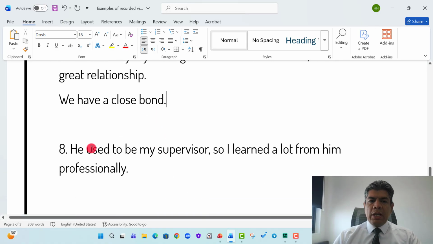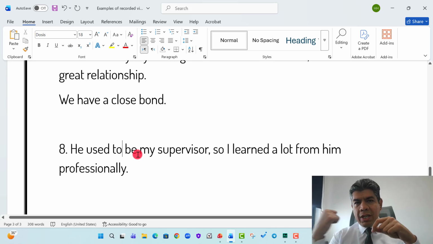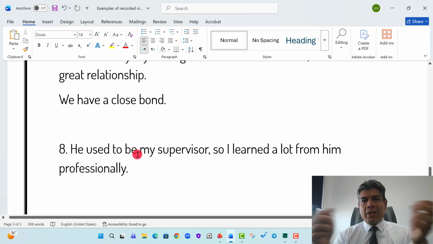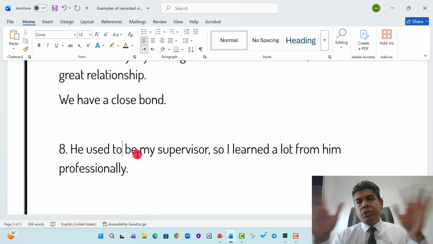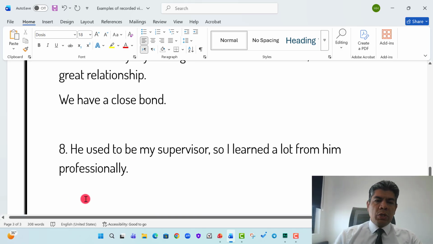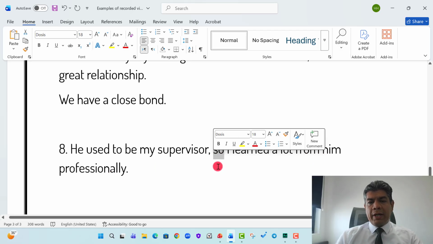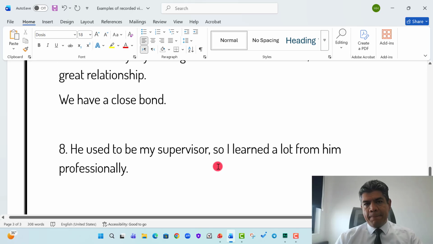Now the last one. He used to be. This is something that I like to emphasize. He used to be. Talking about the past is a very simple strategy to expand your idea. You can compare something in the past with the present scenario, or you can only talk about the past situation. He used to be my supervisor, so I learned a lot from him professionally. By using the word so, I can come up with simple reasoning. Supervisor is another job title you can talk about.